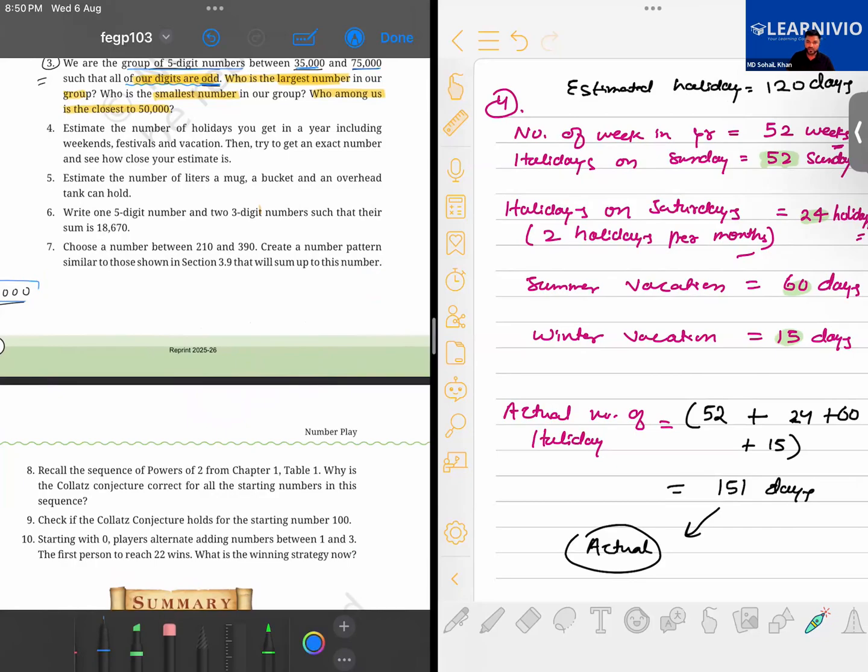Should I change the slide now? Should I change the page? Someone is writing it down now. If not, I will be changing it then.